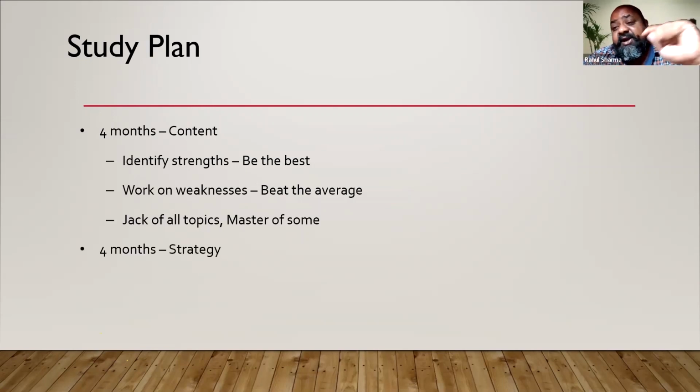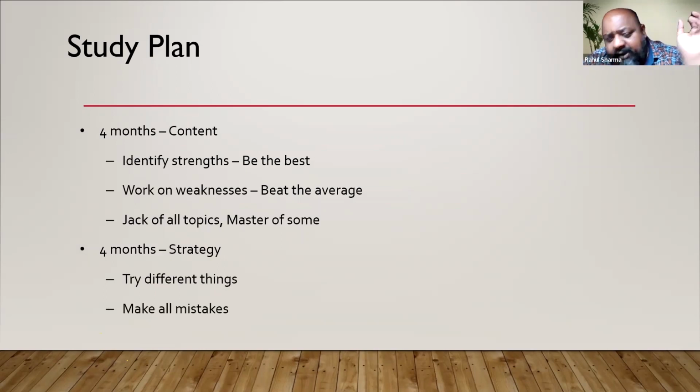Then comes the critical part, which will actually increase your score, which is strategy. The next 4 months, focus on strategy. Try different things. Take multiple mocks. Look at what topics you're not doing well. Go back and revise those topics. So ideally, for someone who's in this seminar today or considering writing CAT, I would say you have about 8 months. Utilize those 8 months. Divide 4 months for content, 4 months for strategy.